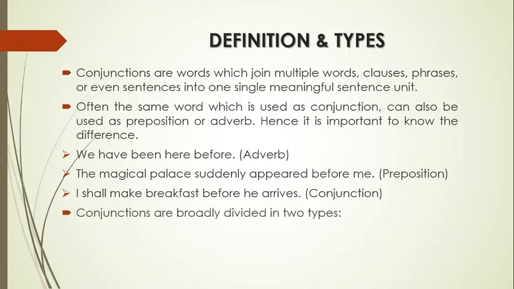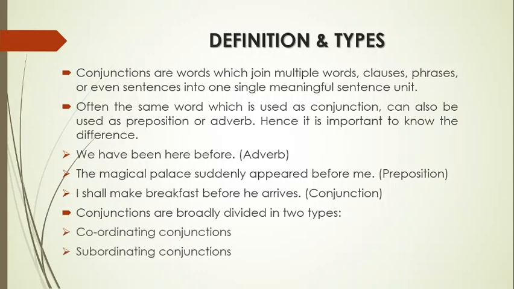Now let's talk about the types of conjunctions. Conjunctions are broadly divided into two types. Number one, coordinating conjunctions, and number two, subordinating conjunctions. So, what are these two types of conjunctions? But before we move on to the different types, let's summarize the purpose of using conjunctions in a sentence.